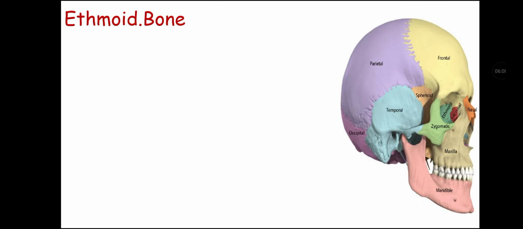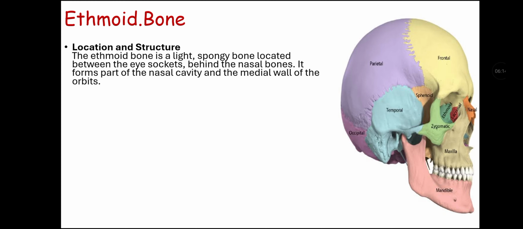Next bone is the ethmoid bone. As you can see here in the diagram, the dark green colored bone in the orbital cavity is the ethmoid bone. Location and structure. The ethmoid bone is a light spongy bone located between the eye sockets, behind the nasal bone. It forms part of the nasal cavity and the medial wall of the orbits.